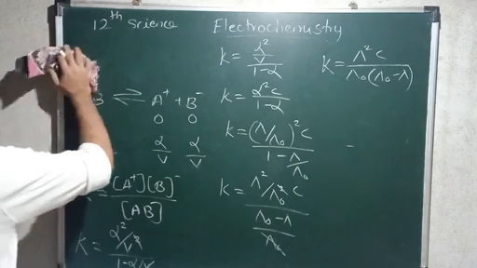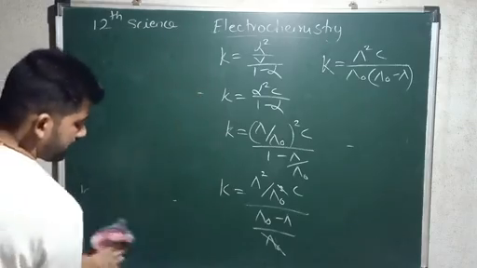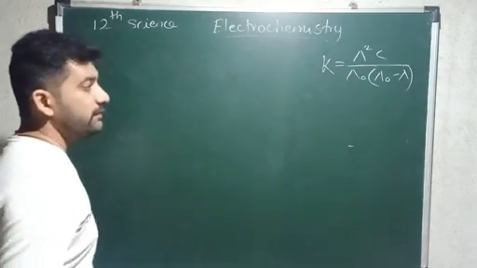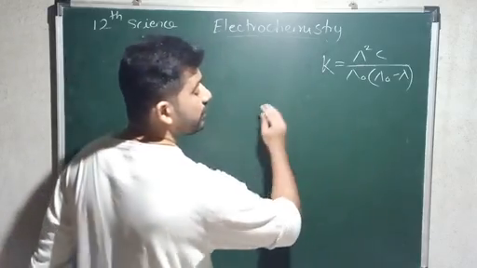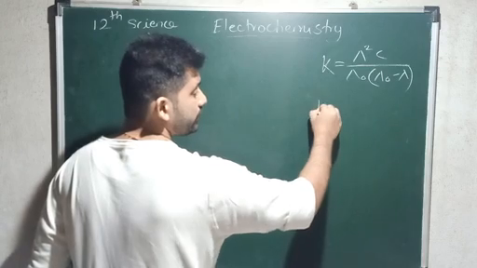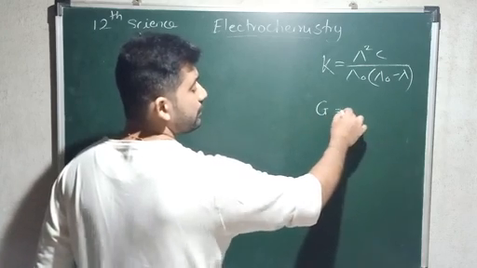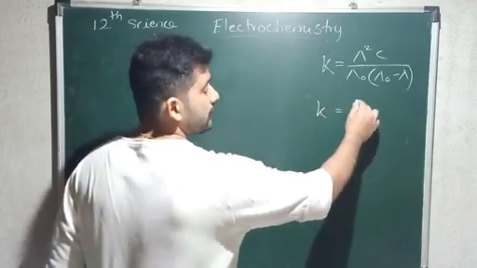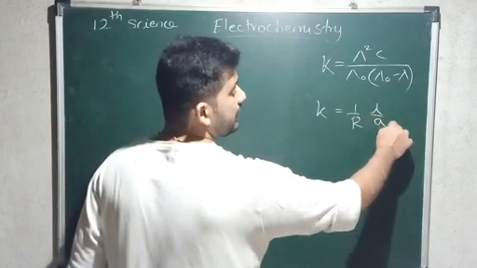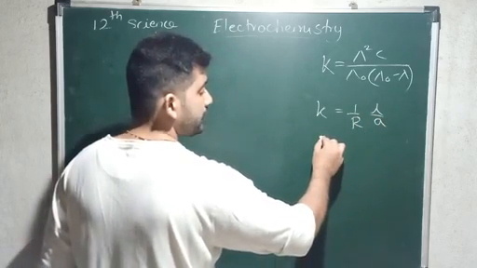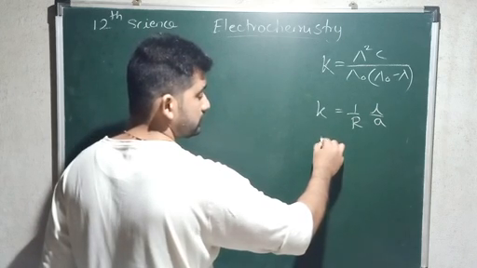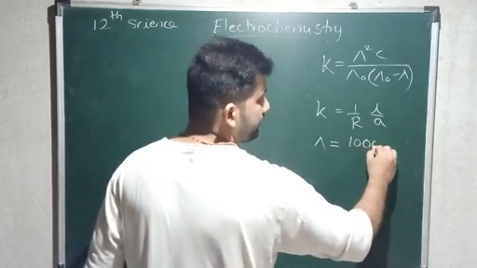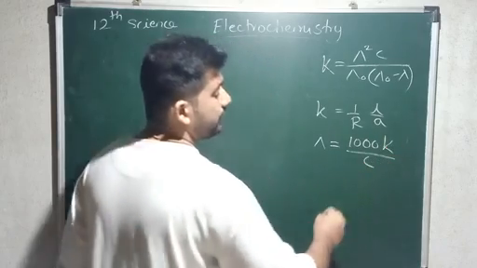Now first we will write down the common formulas which we will need while solving the examples. This is one of the formulas. Then we are going to use G, or we can say K, equal to 1 by R into L by A. Then we also have molar conductivity equal to 1000 K by C.